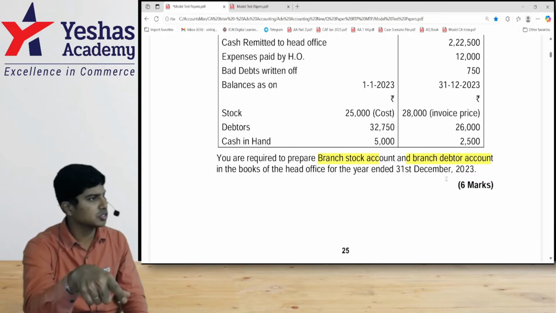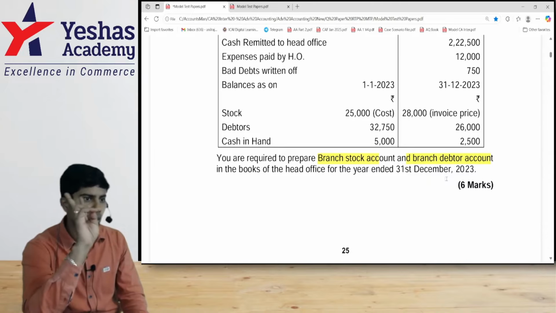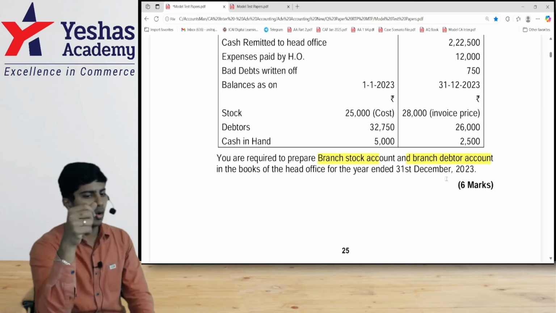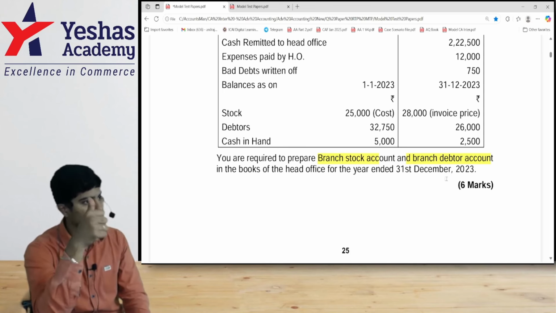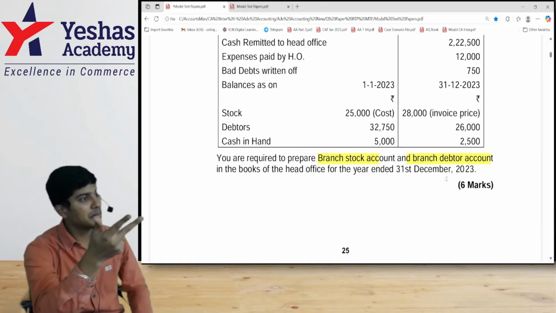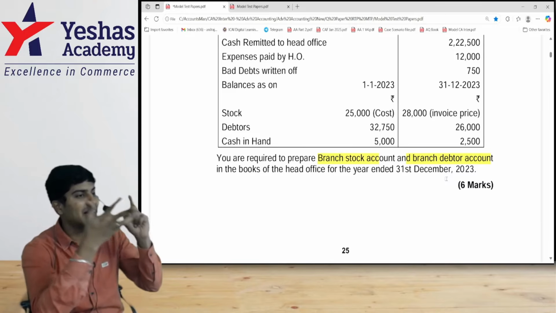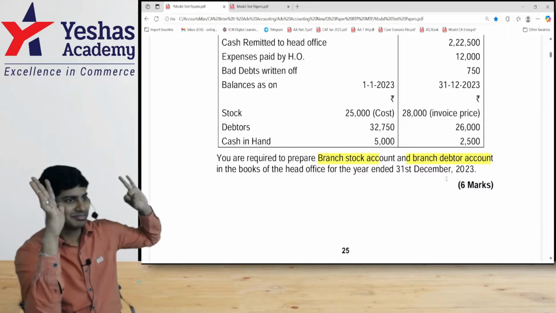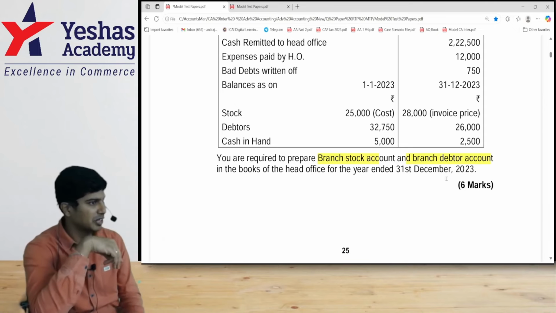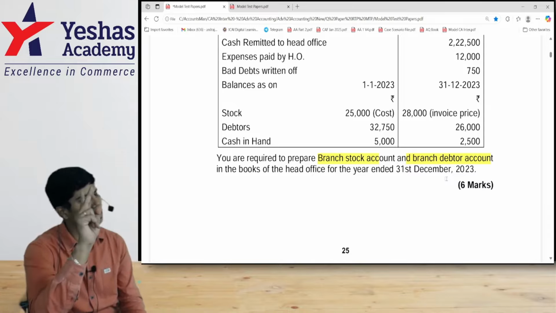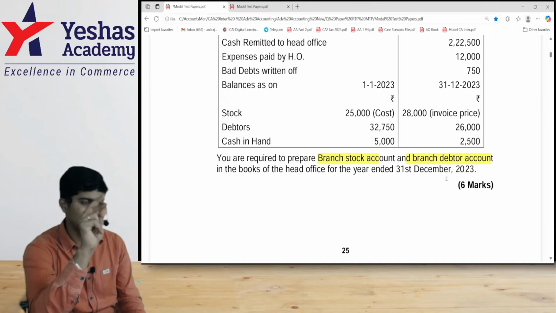Have they asked us to open the branch stock adjustment account? No. They've asked for two ledgers: one, branch stock; two, branch debtors. Usually for this kind of question, we used to open the stock and debtors accounts, branch stock ledger, branch debtors ledger, branch expense ledger, branch stock adjustment ledger, branch assets, branch P&L. Ultimately in the P&L we used to find the profit. You remember? They've not asked much. They've asked only for branch stock and branch debtors.